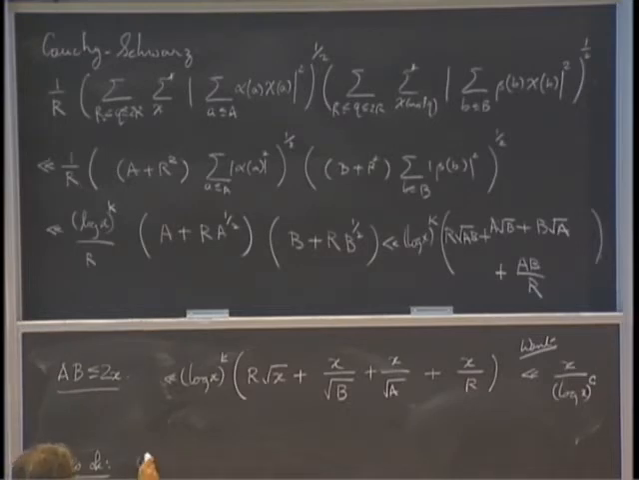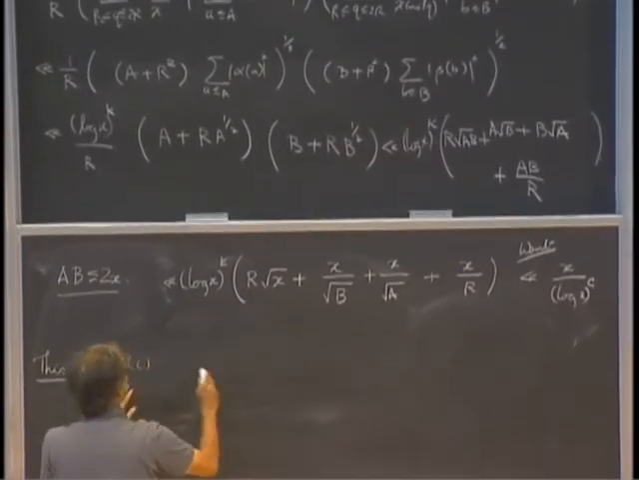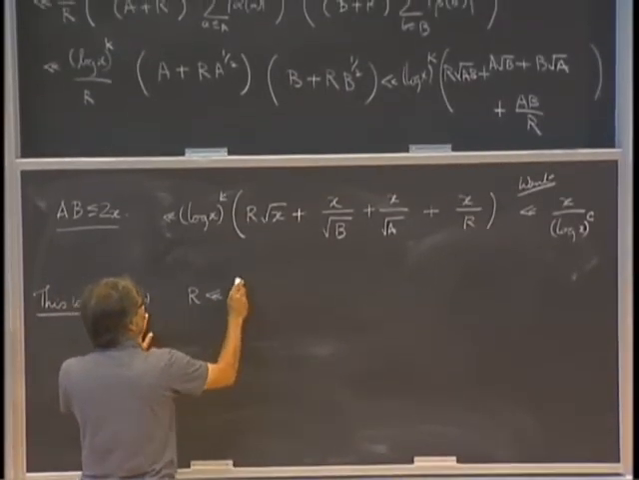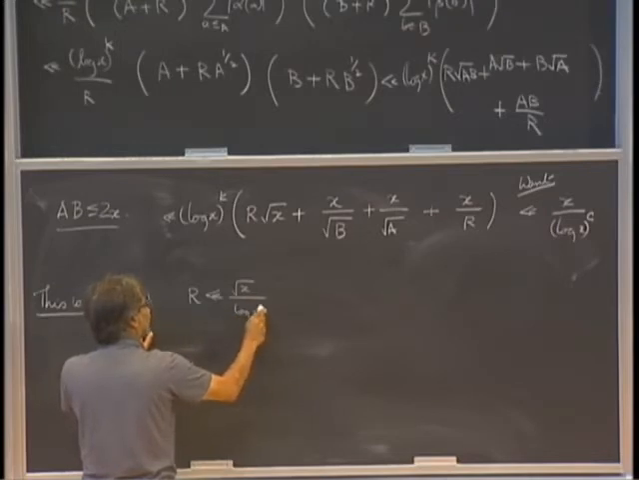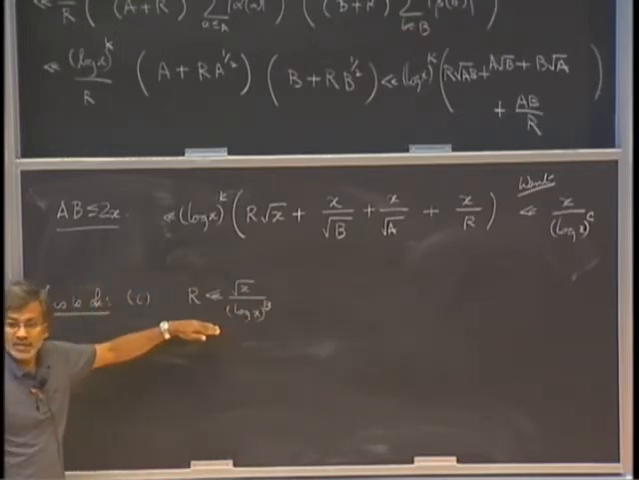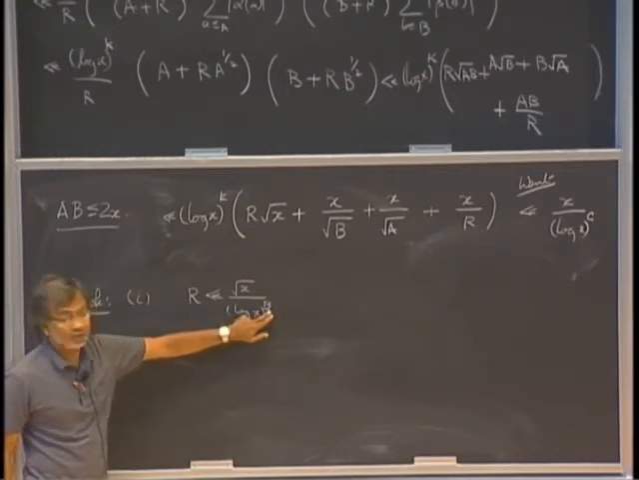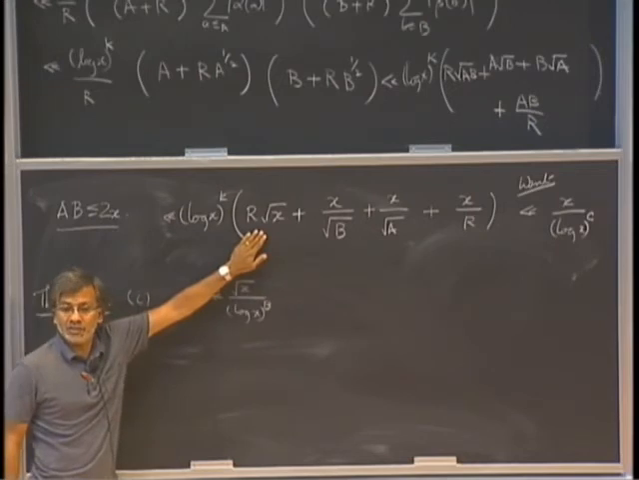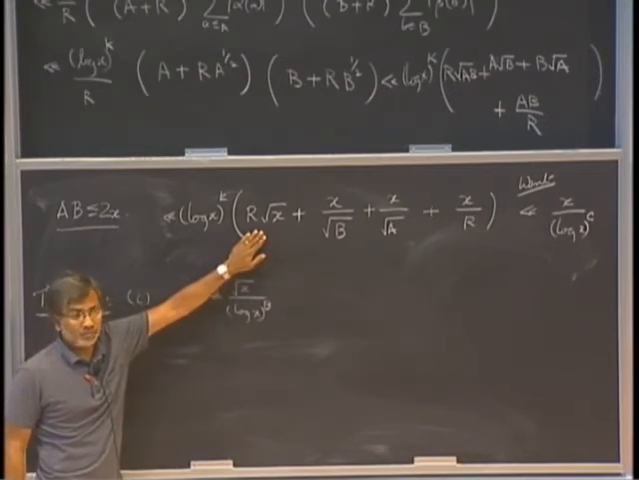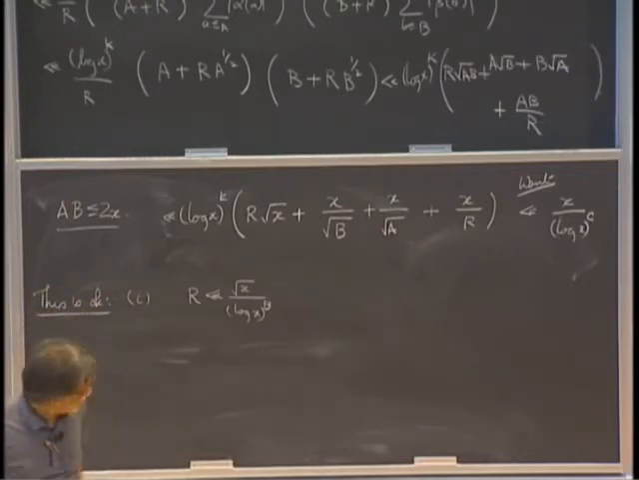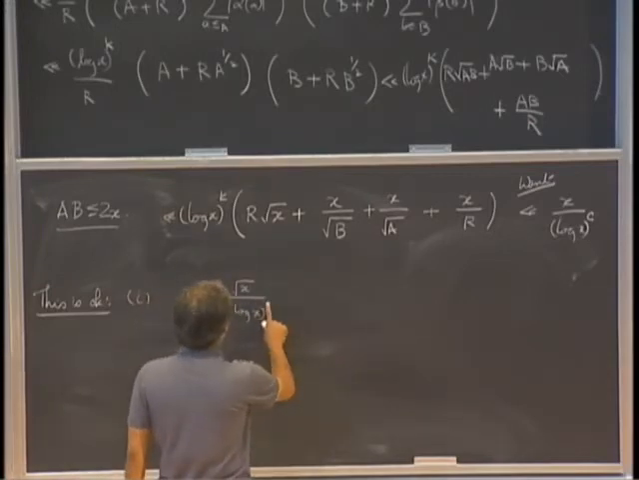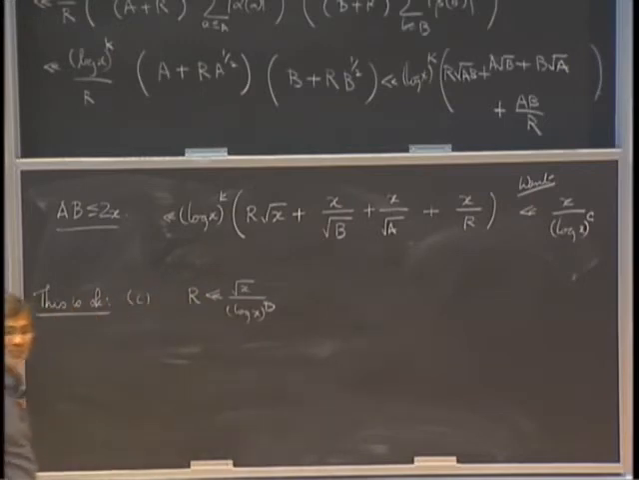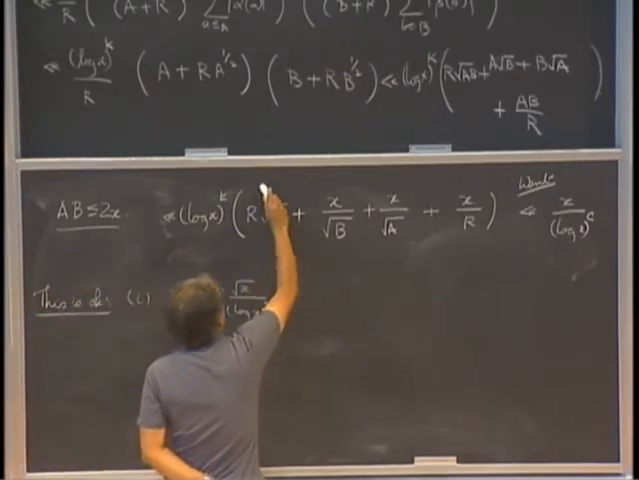provided, well, firstly, for this term to be small, I can insist that r is bounded by root x divided by some suitable power of log x. Right? If I assume that r is so small with a sufficiently large power b, then this quantity is in complete control. I have an analogous problem with this. Let's say D, right? Okay. So then this term will be under control.